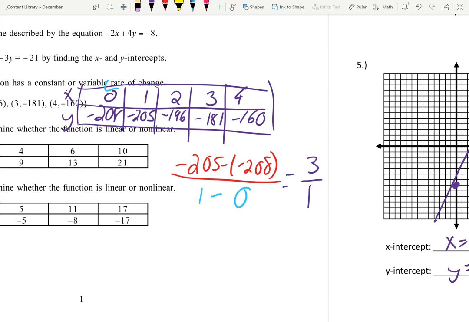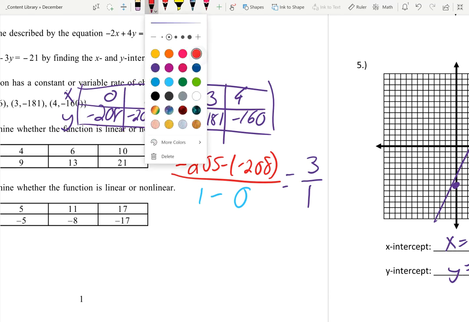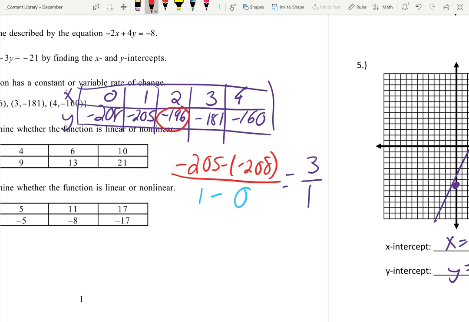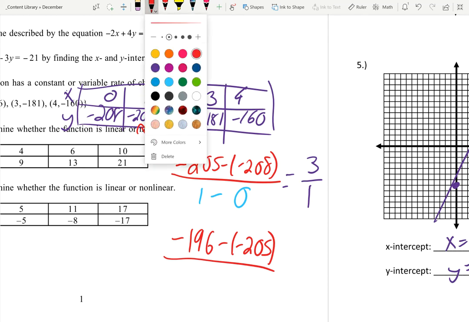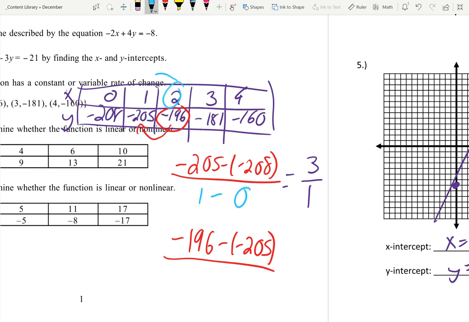All right, try not to erase too much. The next thing I need you to do is do the next 2 points. So these two. Yes, there's an overlap there, right? Because we did 0, 1 the first time, but now we're going to do 1, 2. So same idea. Take the y terms and subtract them. So negative 196 minus negative 205, and then do the x values next. So 2 minus 1.